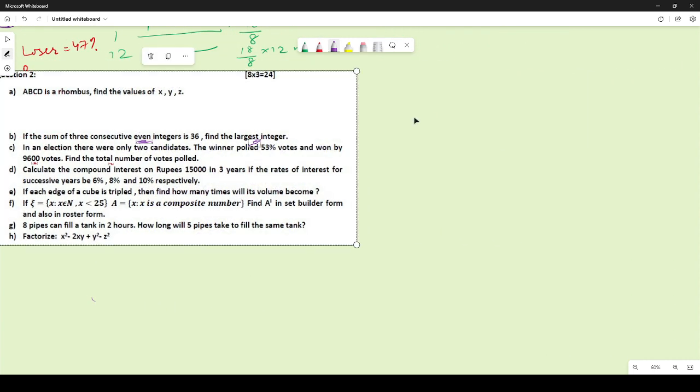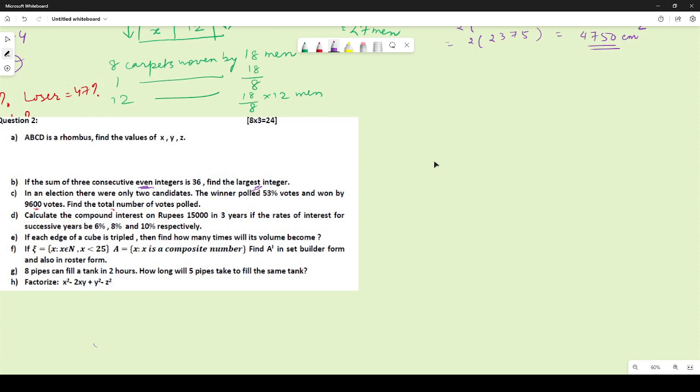What is the next question? Let us take a different color. If each edge of the cube is tripled, then what does its volume become? Now, x cube, let us say this is the original volume. Now each edge is tripled, so this becomes 3x. 3x cube is 27x cube. So the volume becomes 27 times the original value. That was as simple as this.